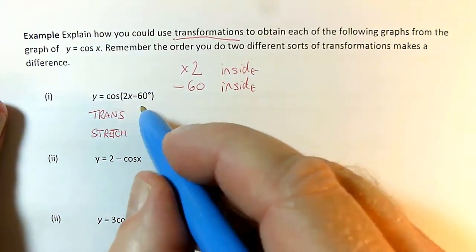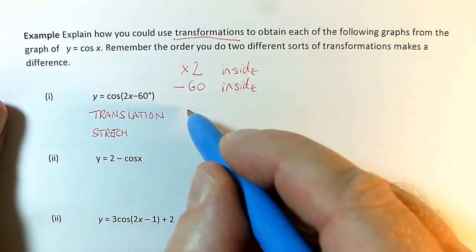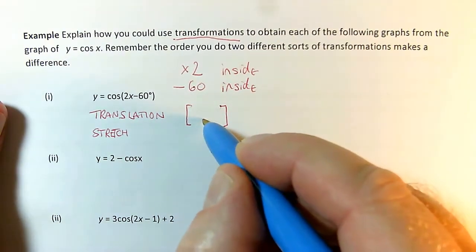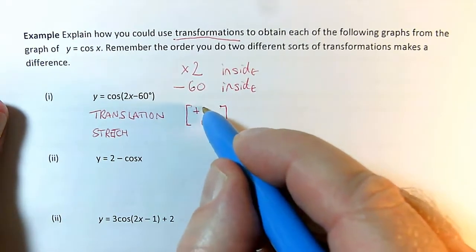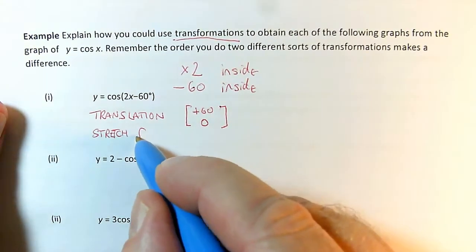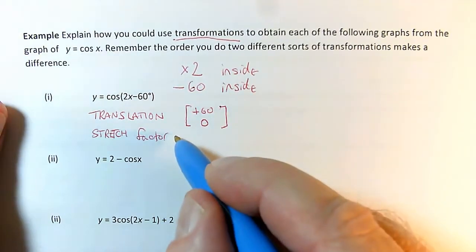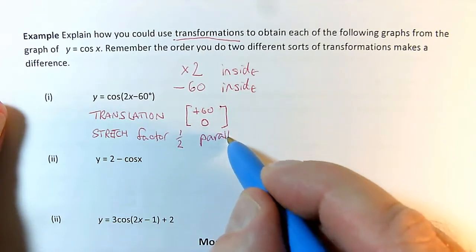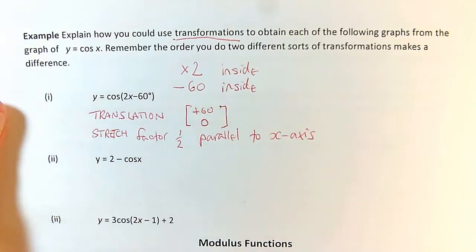So my translation, you've got to use the full word translation. I don't need to say in the x direction because I'm going to use my column vector to describe it. It doesn't go in the y direction, so that's going to be a naught. It's not minus 60 because it has an accident. It's plus 60, naught. And then my stretch, I need to say what my stretch factor is. Well, instead of times 2, it has an accident. So it's a stretch factor of a half. And the way we say it's horizontal is we say parallel to the x-axis. And that's how we do transformations.